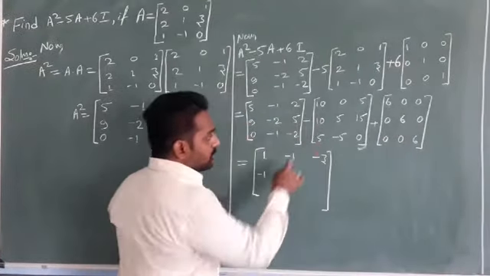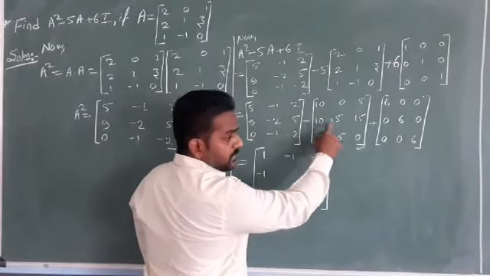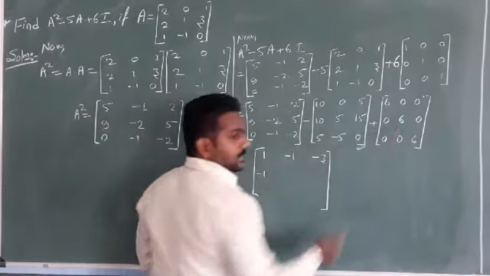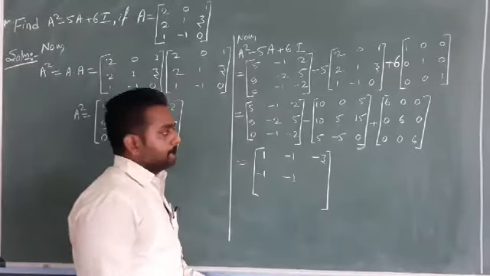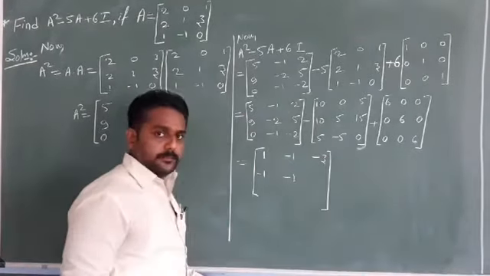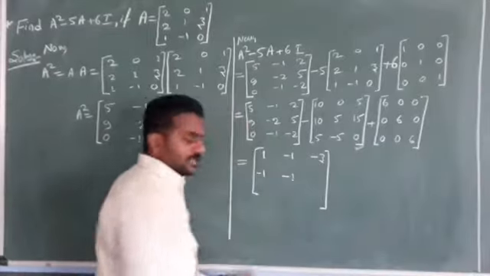Minus 2 minus 5, because minus is here. Minus 2 minus 5 becomes minus 7. Minus 7 plus 6, that is minus 1. Minus 2 minus 5 minus 7 plus 6 becomes minus 1.